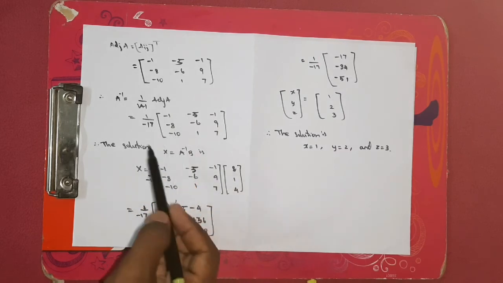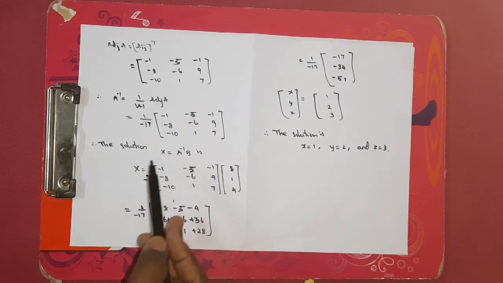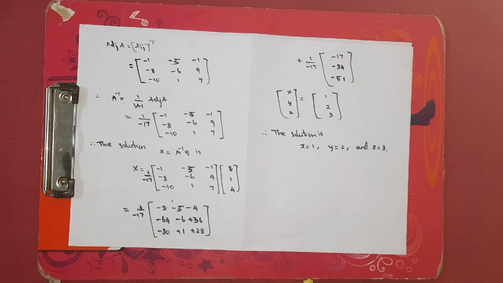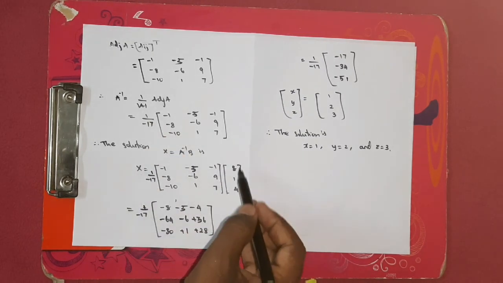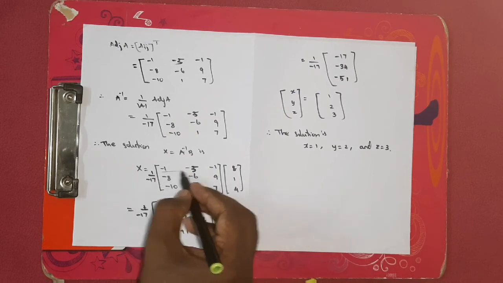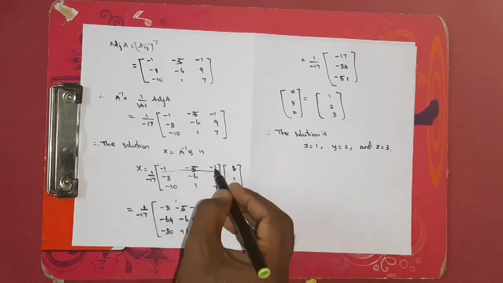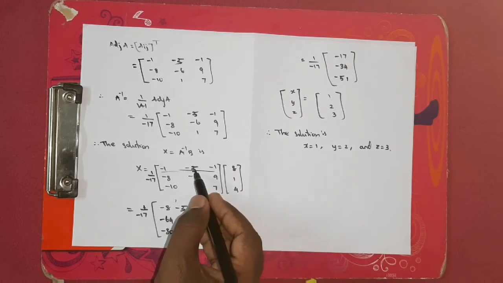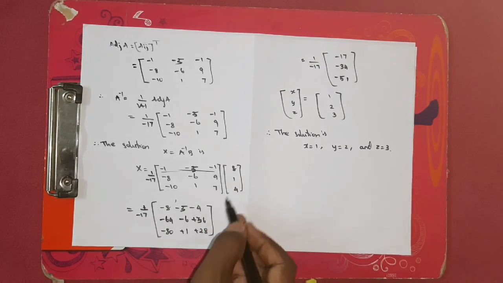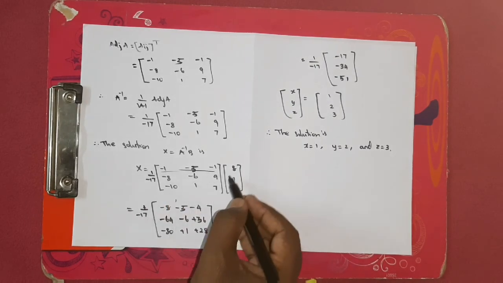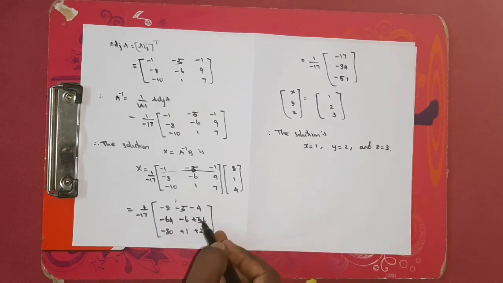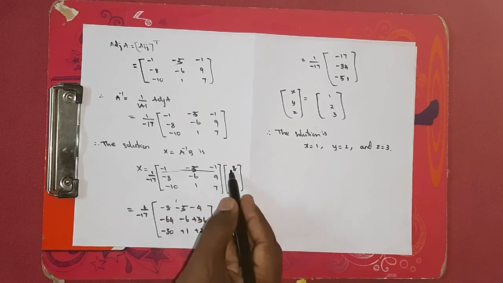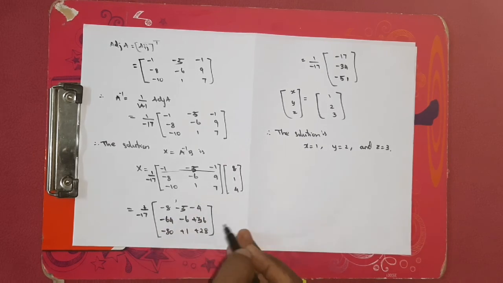Now take this A inverse and apply it in the solution equation. What is the solution equation? X equal to A inverse B. So X equal to the A inverse matrix is written and the B matrix. Take the first row and multiply with the first column, right? So minus 1 into 8 is minus 8, minus 5 into 1 is minus 5, and here minus 4. Take the second row and multiply. Minus 8 into 8 is minus 64, minus 6 plus 36, and here minus 80 plus 1 plus 28.